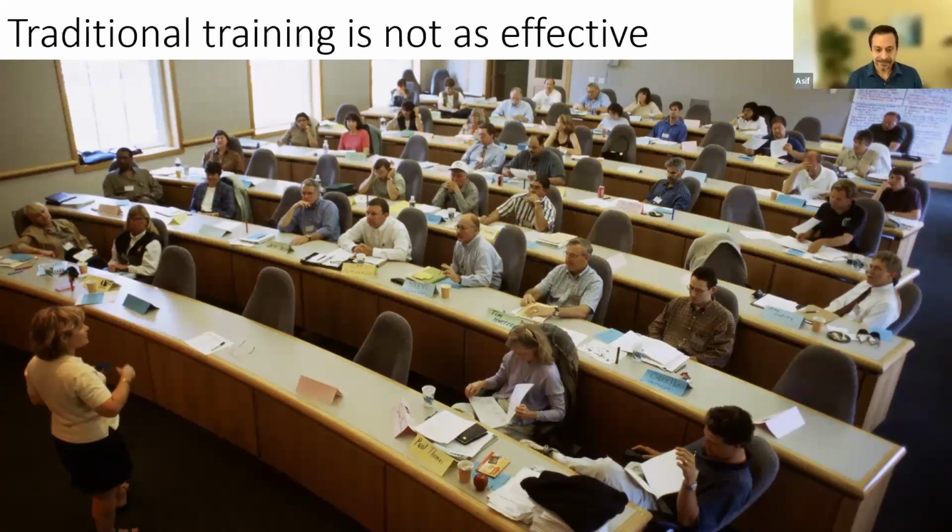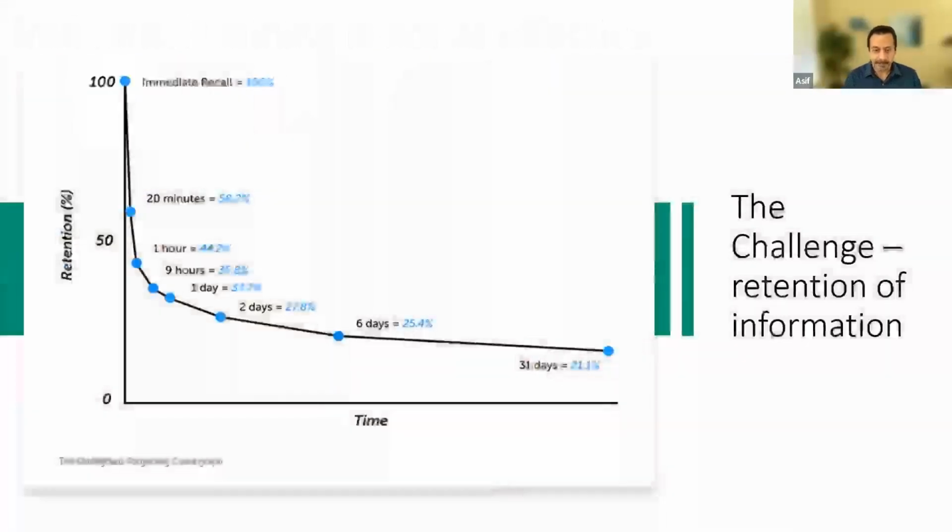That's just the truth. Tomorrow, a week from now, 6 months from now, a year from now, you'll be wondering, there's this concept that Asif talked about, but I can't remember this specific thing. I forgot this and I forgot that. And that's just common. And that's one of the biggest challenges with traditional training. I'm sure you've seen this curve before, called the Ebbinghaus curve, right?